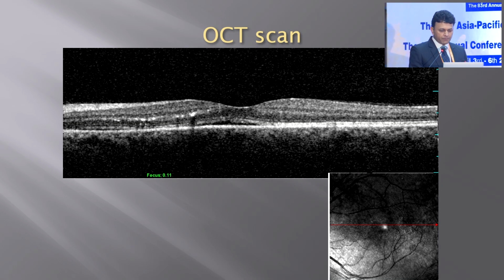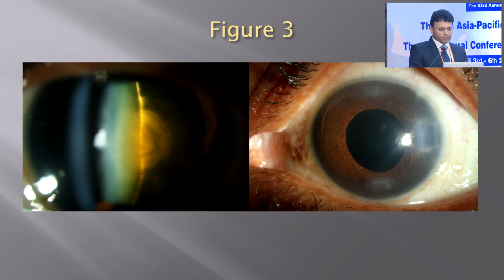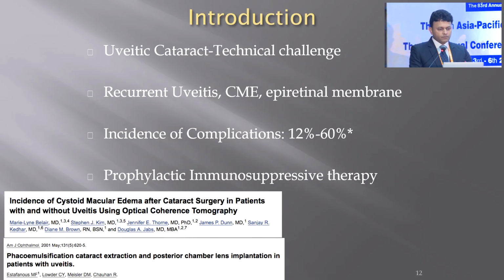There was a recurrence about 6 months later, and then a second implant was administered. Subsequently, she underwent cataract surgery with a third implant for prophylaxis, especially because she had already had 2 recurrences. So uveitic cataract is obviously a technical challenge. We have recurrence, persistent, or new onset cystoid macular edema, and epiretinal membrane formation. The incidence of complications varies between 12 to 60%, and prophylactic immunosuppressive therapy is now the standard of care.